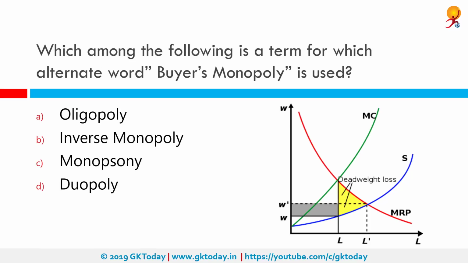Which among the following is a term for which alternate word buyer's monopoly is used? Correct answer is monopsony. So, in economics, a monopsony is a market structure in which a single buyer substantially controls the market as the major purchaser of goods and services offered by many would-be sellers.